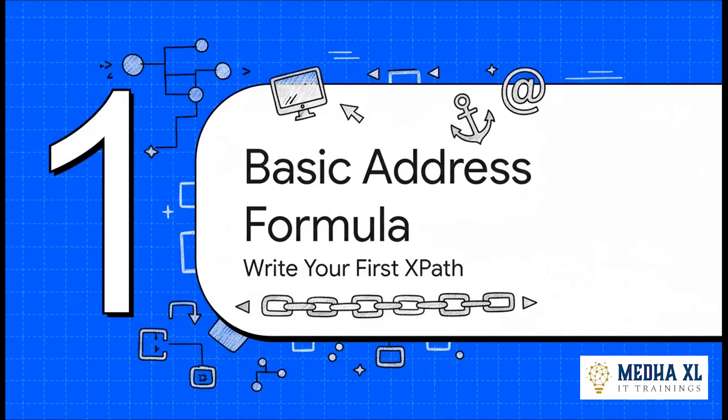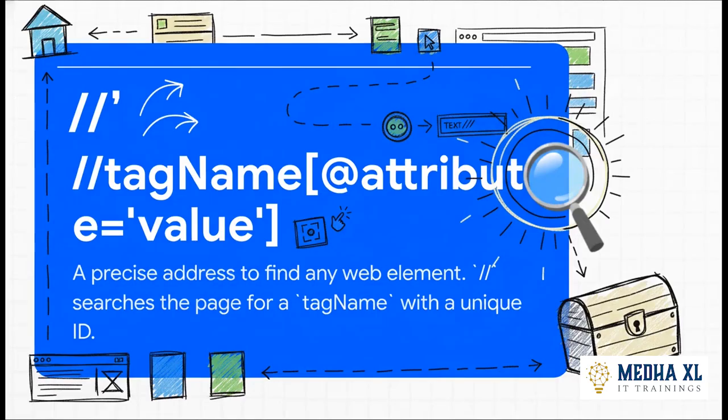All right, so let's get our hands dirty and actually write one. We're going to start with the basic formula for these web addresses, and you're about to see that it's way simpler than it looks. Let's break this down piece by piece, sticking with our address analogy. The first part, those 2 slashes, just means, hey, search anywhere and everywhere on the page. The tag name is the type of house, you could say. Is it an input field, a button, a link?